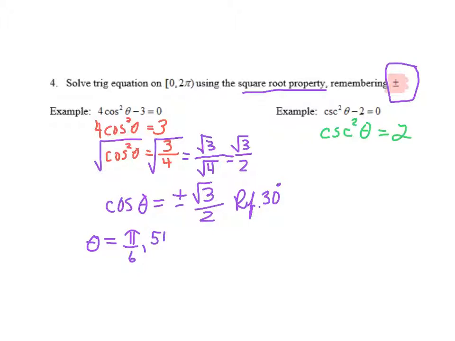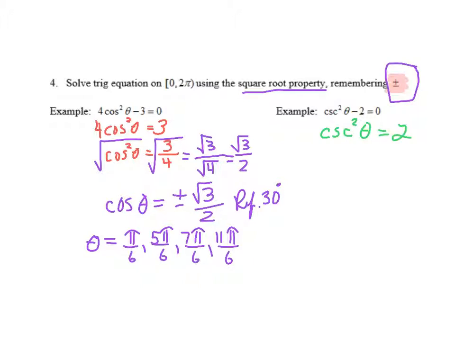Remember, just under pi is 5 pi over 6. Just over pi is 7 pi over 6. And then 1, 5, 7, 11. Fourth quadrant is 11 pi over 6. And then you're done. So that's very simple.